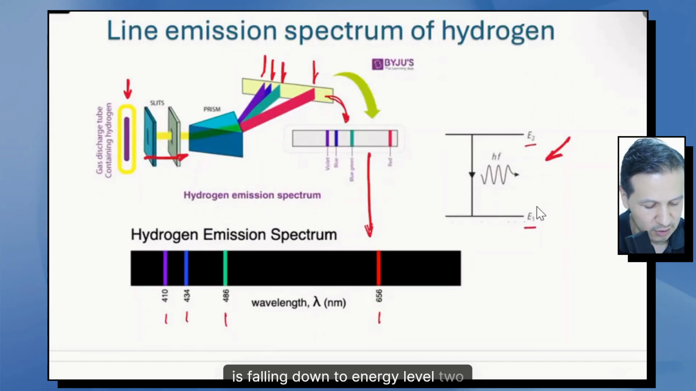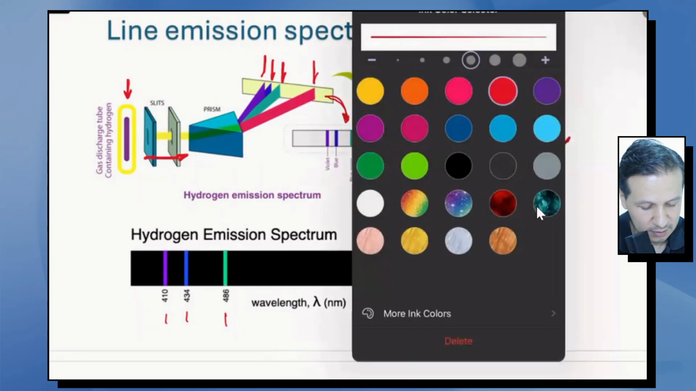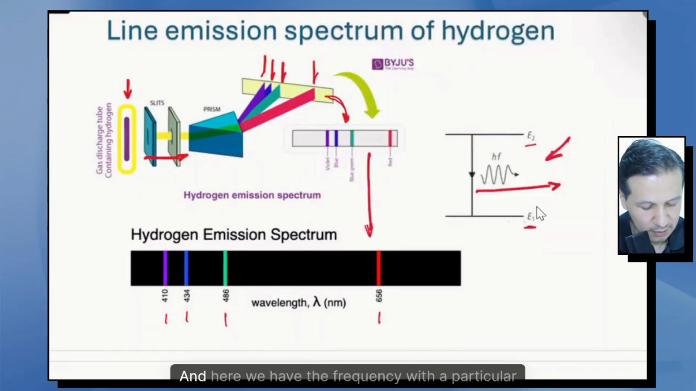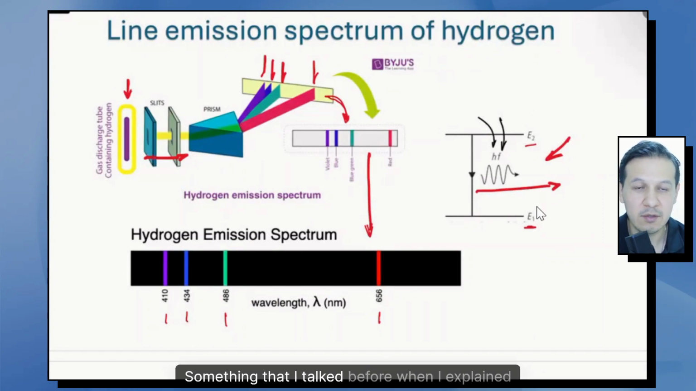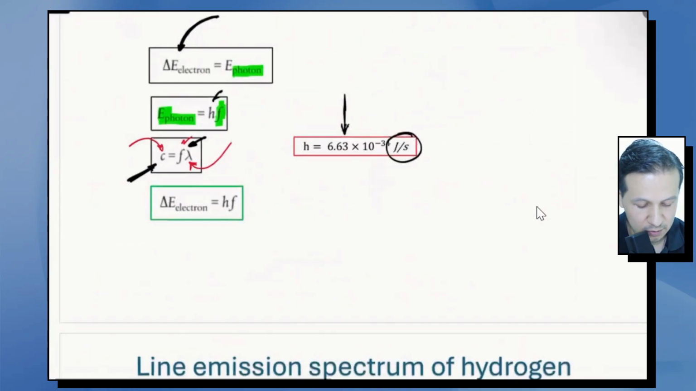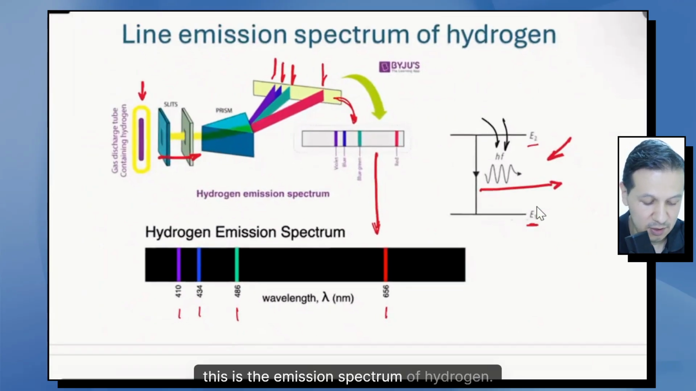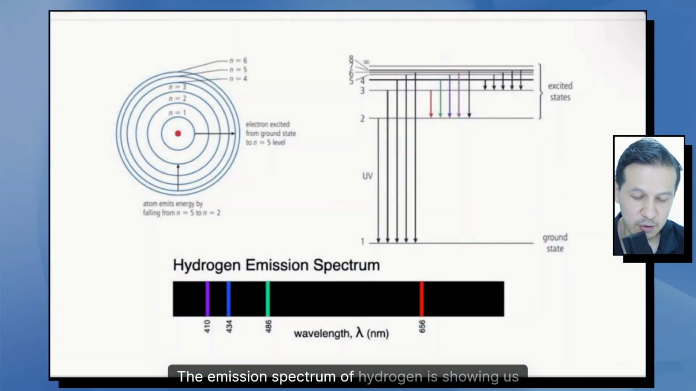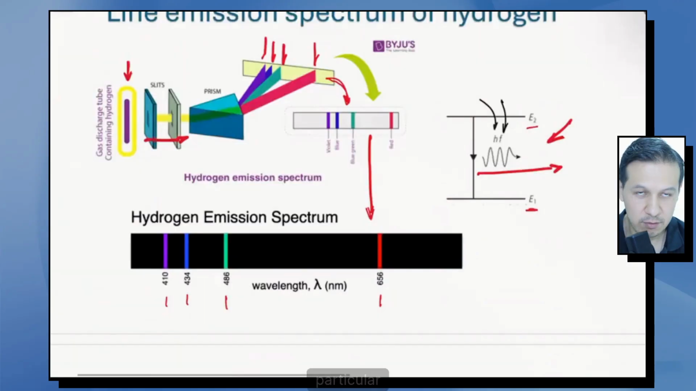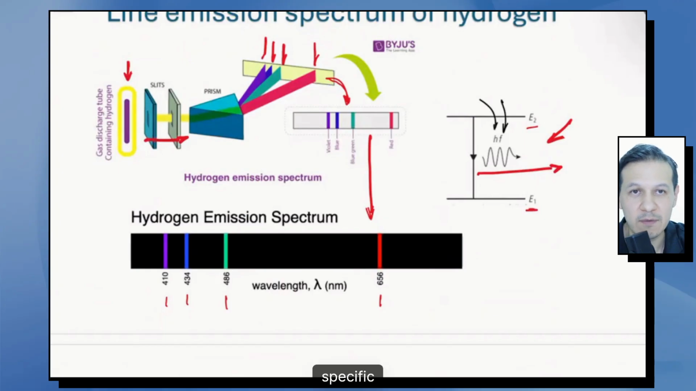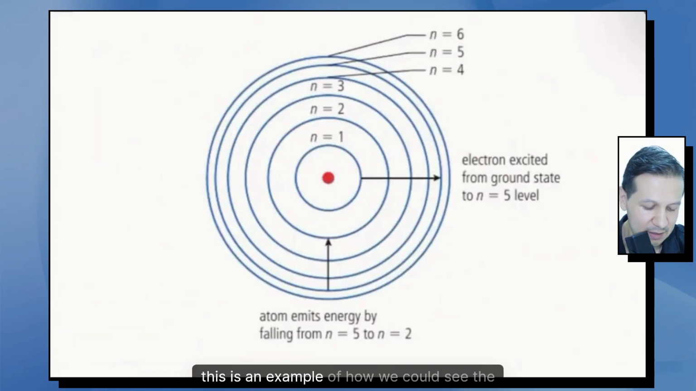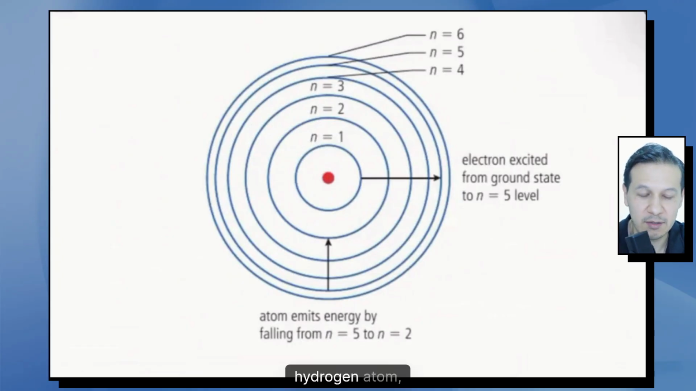Here the graph is showing how an electron falls from a higher energy level to energy level 2, and this energy is being emitted. Here we have the Planck constant, and here the frequency, something I talked about before when I explained these equations. The emission spectrum of hydrogen shows us that electrons are jumping and falling down to a specific energy level.